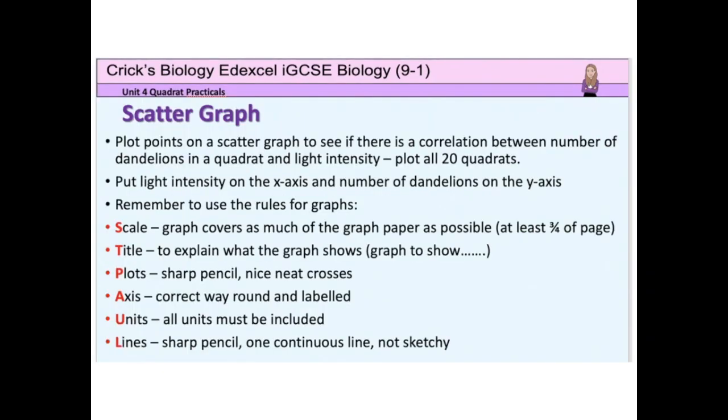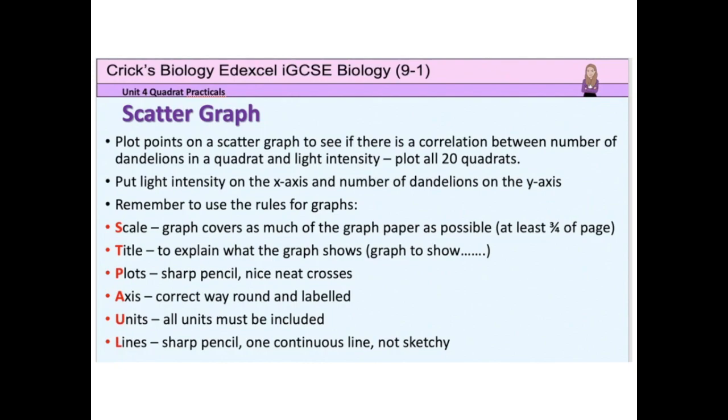You could plot the results collected from each of your 20 quadrats on a scatter graph, putting the light intensity on the x-axis and the number of dandelions on the y-axis. This gives you an indication if there is a correlation between the light intensity and number of dandelions. Remember to use the rules for drawing a graph.